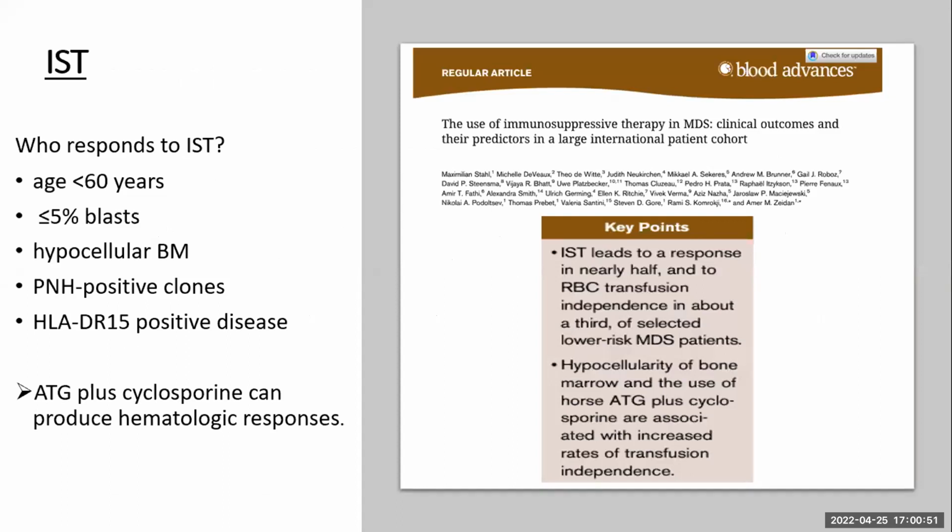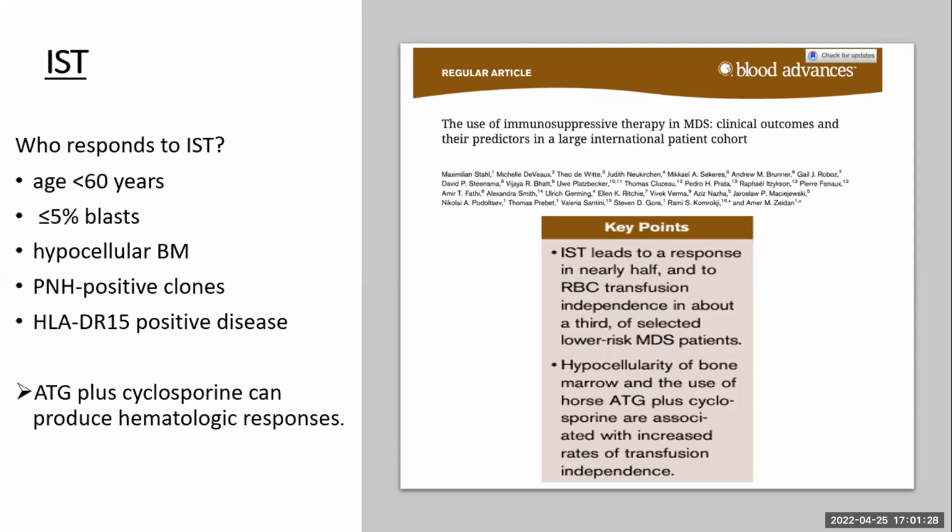And then in terms of immunosuppressive therapy, this can be used in patients with hypoplastic MDS, and this leads to transfusion independence in patients with lower risk MDS. But patients who are likely to respond to immunosuppressive therapy are those who are less than 60 years with a low level of blasts, those with a hypocellular bone marrow, and those with a PNH positive clone. And also they noted that those who are HLA-DR15 positive were also likely to respond to therapy.